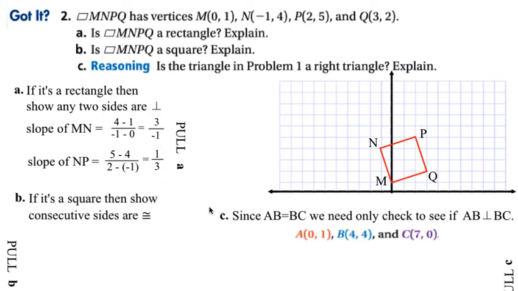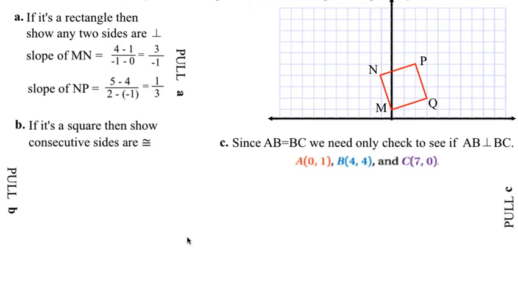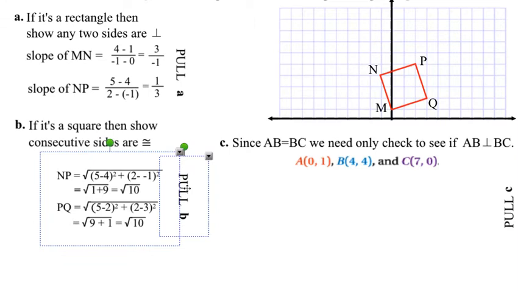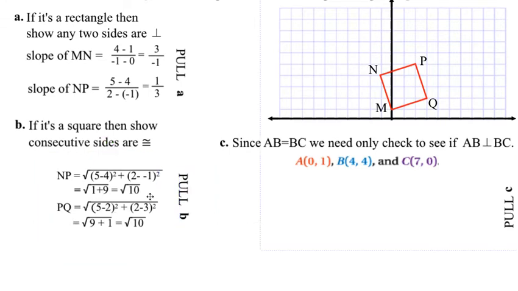To show if it's a square, we just now need to show two consecutive sides have the same length. So in this example, it doesn't matter which two sides you choose. I chose sides NP and PQ, and NP has a length of the square root of 10, PQ has a length of square root of 10, and those are equal, so therefore it is a square as well.